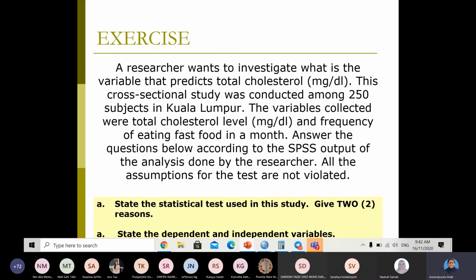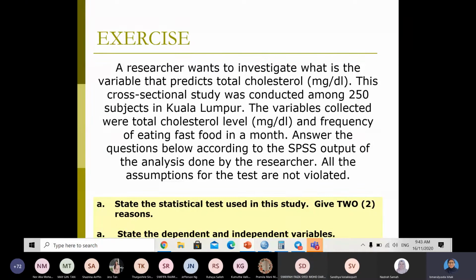These are examples of your exam questions. They give you a scenario. So what is the clue that we can have from these sentences to show that this is what test?